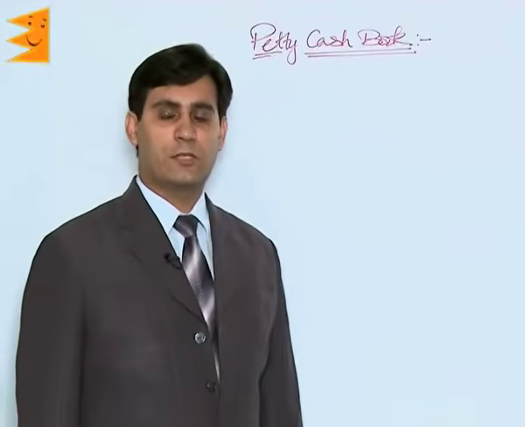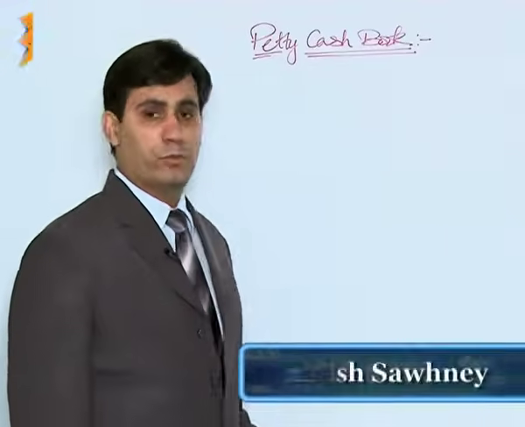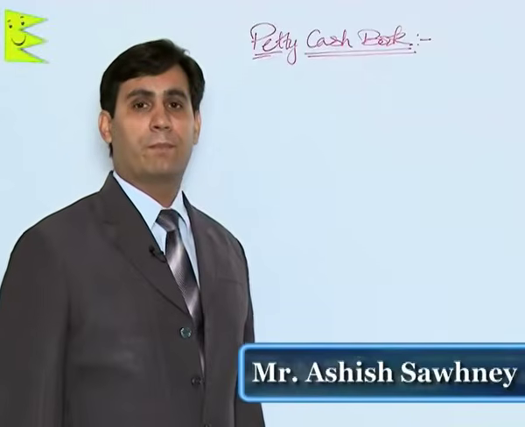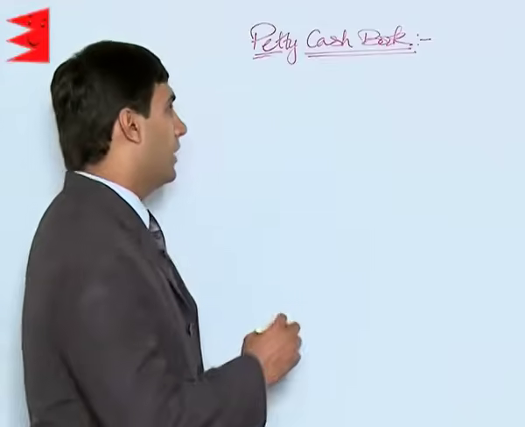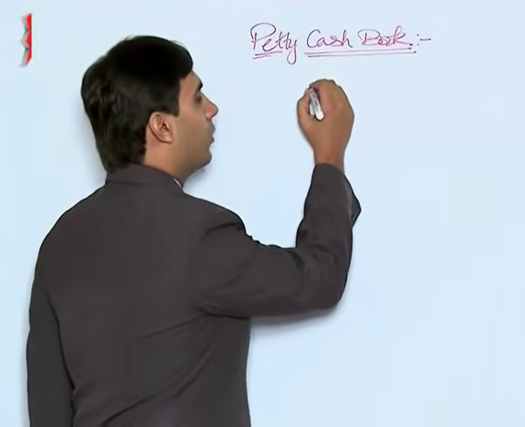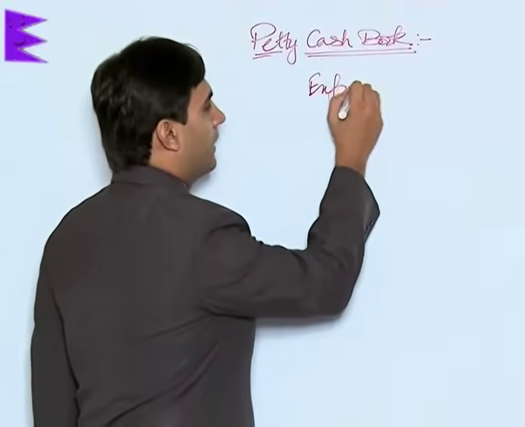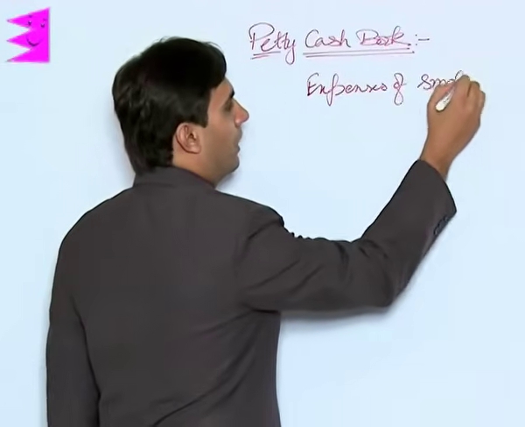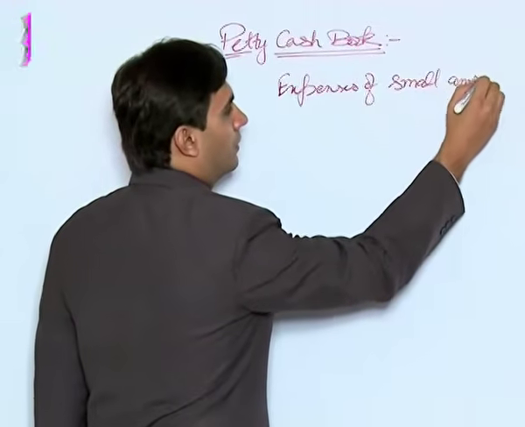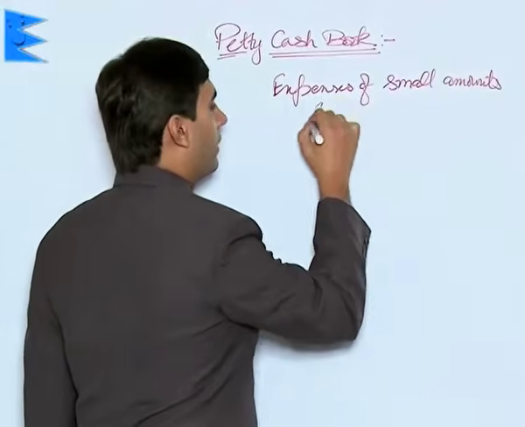The third type of cash book that we will do is petty cash book. Now as the name suggests, petty cash book means it is a cash book which is used to record expenses which are of very small amount. Expenses of small amounts and repetitive nature.